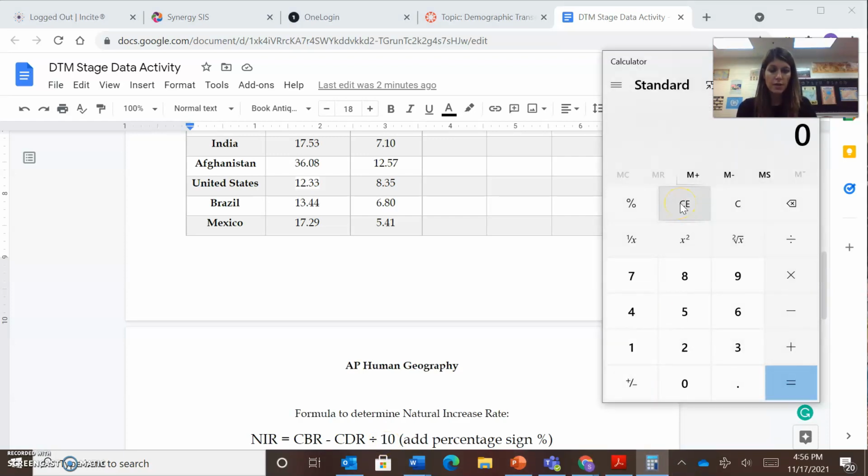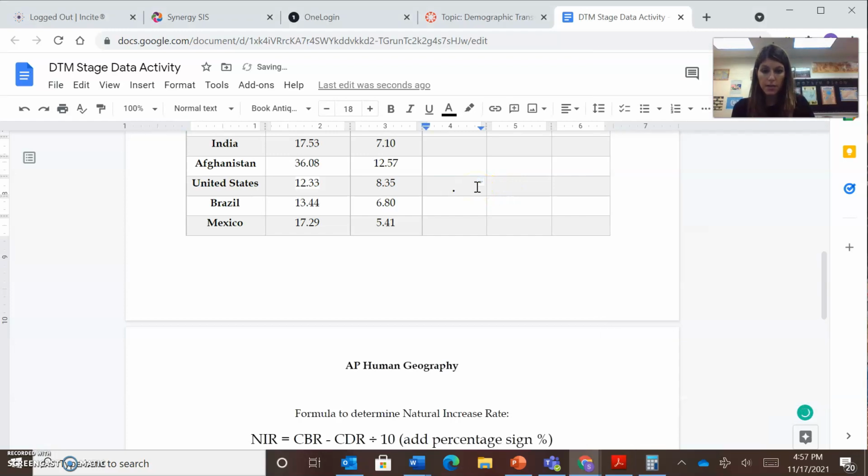So I'm going to clear this out. I'm going to use the United States, and our birth rate is 12.33. I'm going to subtract the death rate of 8.35. I'm going to divide it by 10, and that will give me 0.398. I'm just going to round up, and I'm going to say we have a growth rate of 0.4%. And because it's under 1%, I'm going to say we are a stage 4 country.